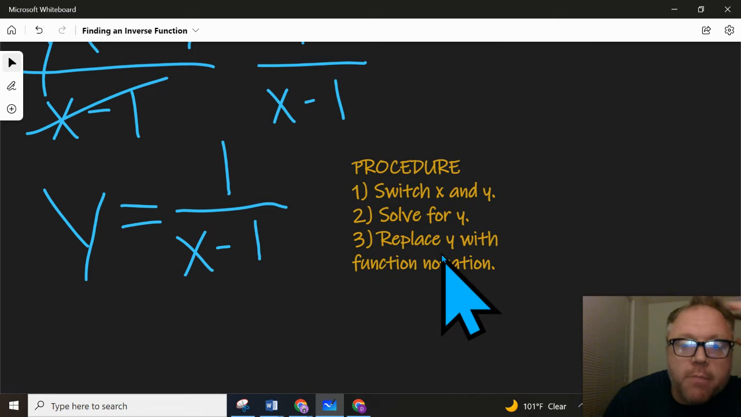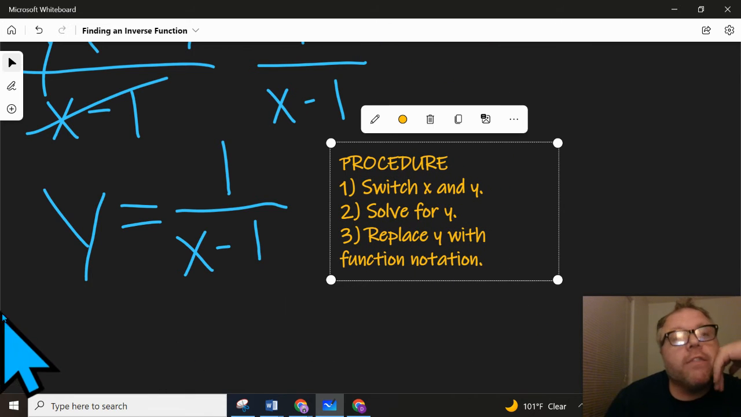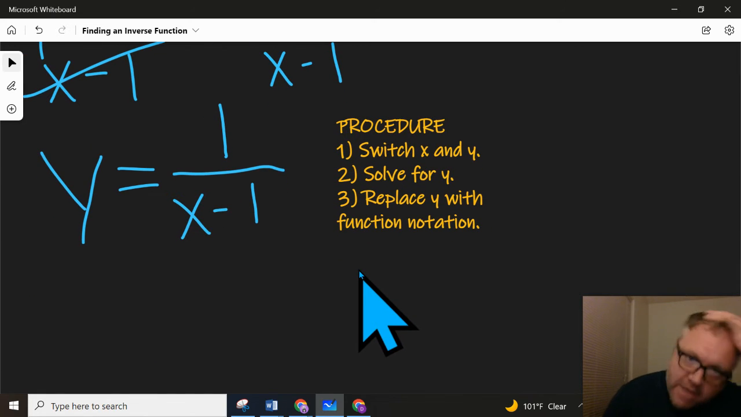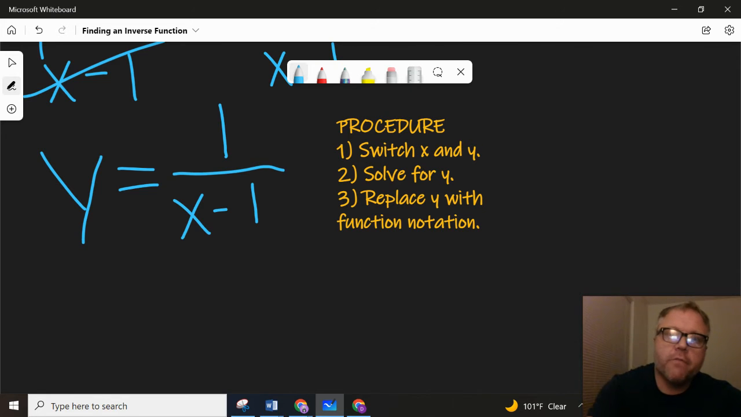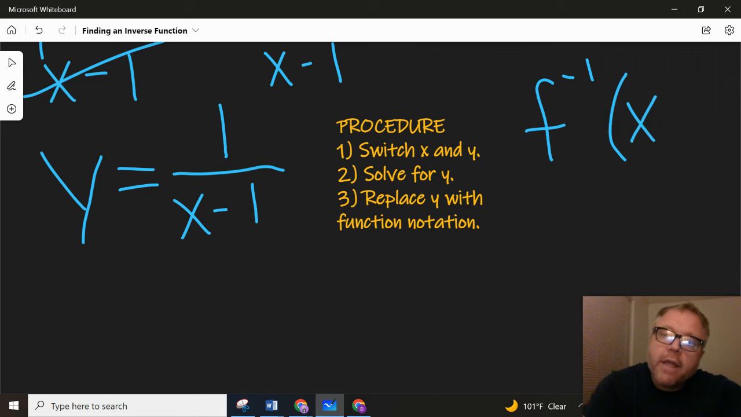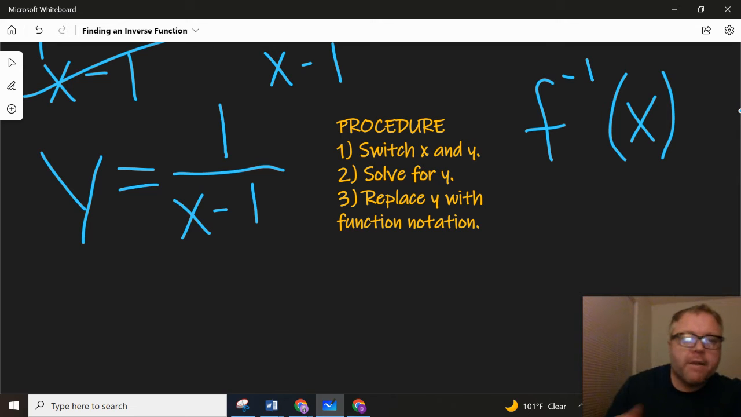Okay, so step 2 completed. Replace y with function notation. We call this f inverse, or inverse of x is fine too. What that looks like, I'll write it over here: f inverse. I'm going to put a little negative 1 up there. Be careful. Please know that's not an exponent. That would make it a reciprocal function. It's not. It's just the inverse. I know it looks like it. It's kind of unfortunate, but replace y with this f inverse here.